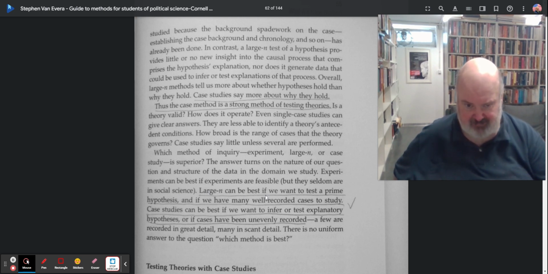Large N can be best if we want to test a prime hypothesis, and if we have many well-recorded cases to study. Case studies can be best if we want to infer or test explanatory hypotheses, or if the cases have been unevenly recorded. A few are recorded in great detail, many in scant detail. There is no uniform answer to the question of which method is best.